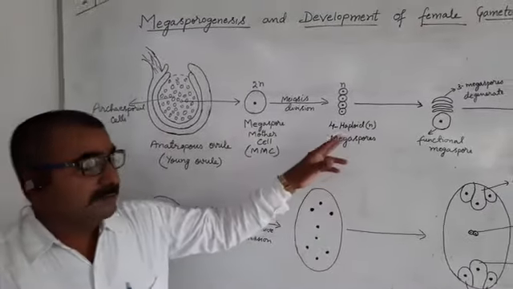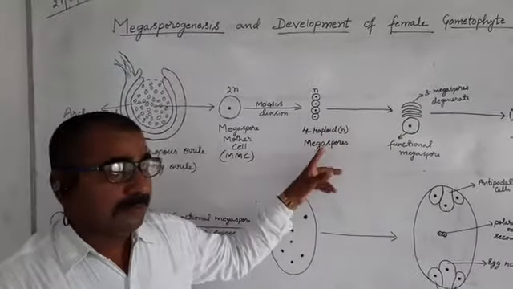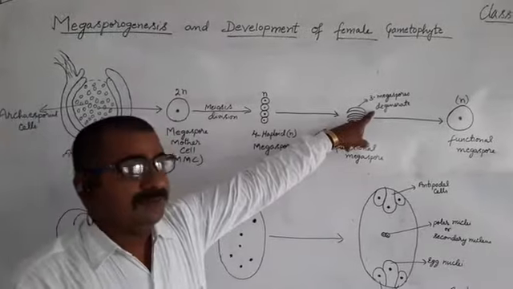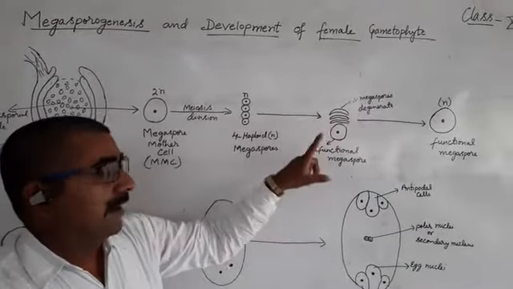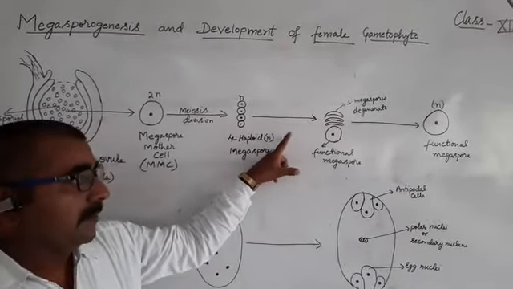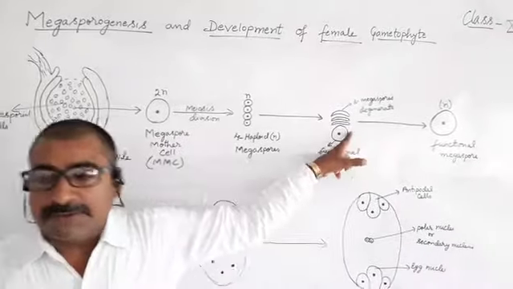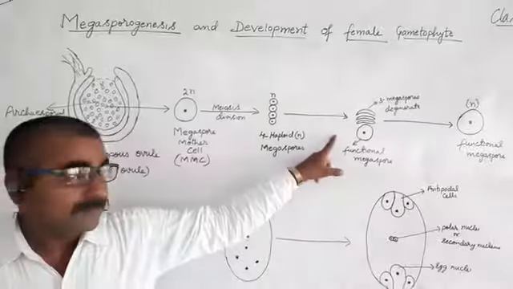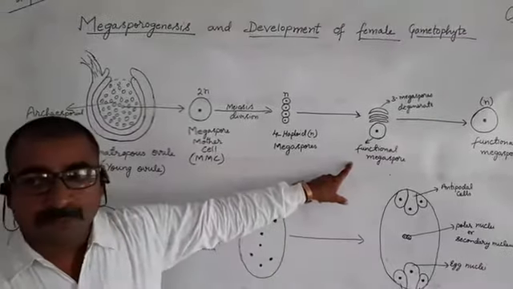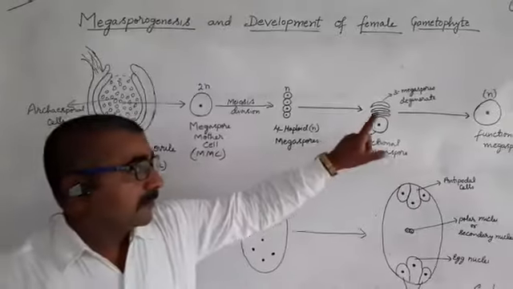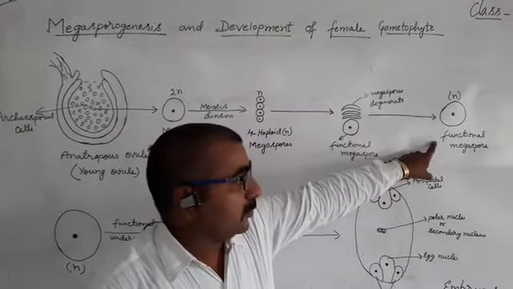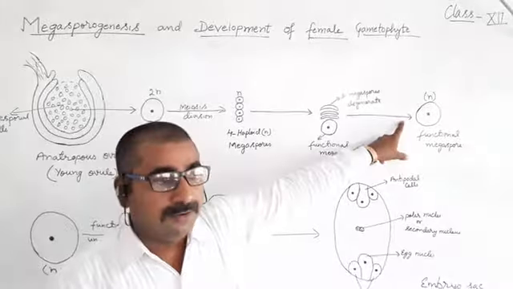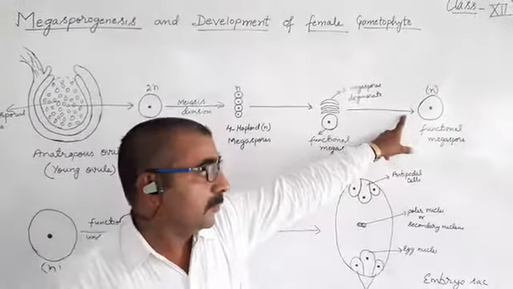Out of these 4 megaspores, 3 degenerate, meaning they are destroyed as time proceeds, and only one remains functional. I have shown you this functional megaspore in the diagram. Its ploidy is haploid, meaning it has a half set of chromosomes.